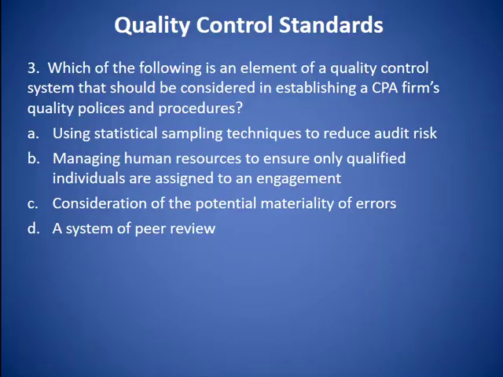B, managing human resources to ensure only qualified individuals are assigned to the engagement. C, consideration of the potential materiality of errors, and we have also learned what the word materiality means. D, a system of peer review. So again, take a look at the question and your answers. Select the correct answers. Don't forget to stop the video, and when you're ready, you can restart the video and review the answer.